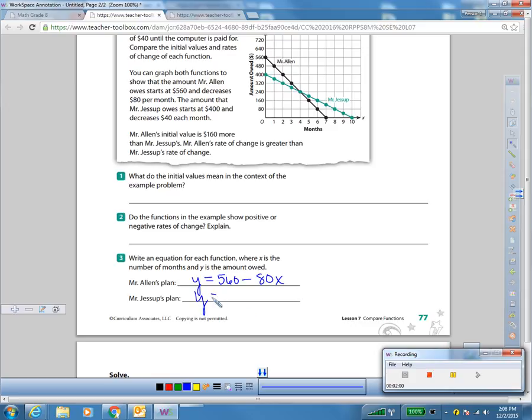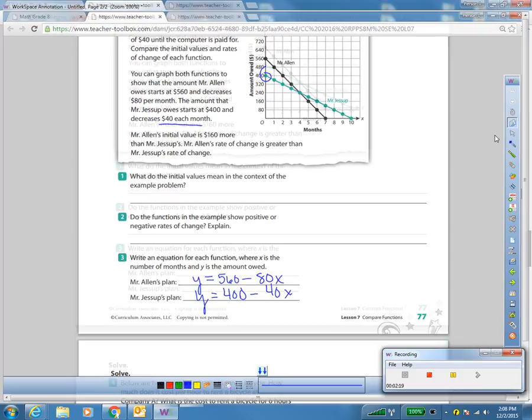Mr. Jessup starts at $400 for the initial value. You see that right here? And then each month, Mr. Jessup is paying $40 off per month. So we're subtracting $40 per month there. Okay, let's go to the next page.